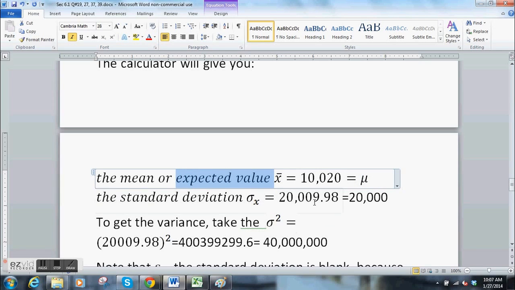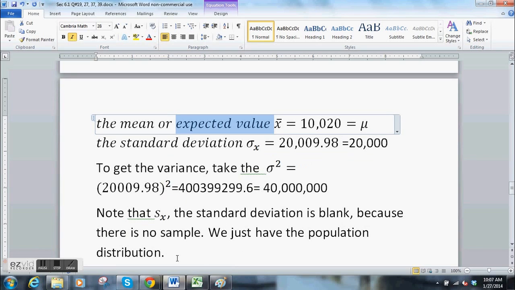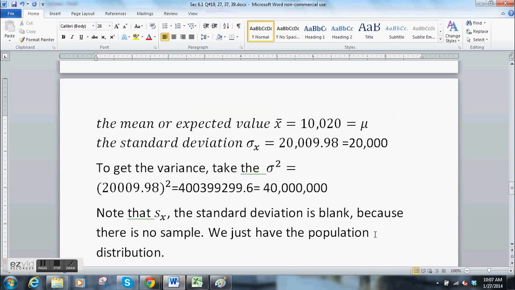Notice that the SX is blank, the sample standard deviation. Your calculator does not do that because your calculator is smart and it knows that there's no sample here. Because you have the probabilities, it assumes you're dealing with a probability distribution, which is essentially the population of everything that could happen. So you have this probability with the population. So it just gives you the standard deviation sigma.